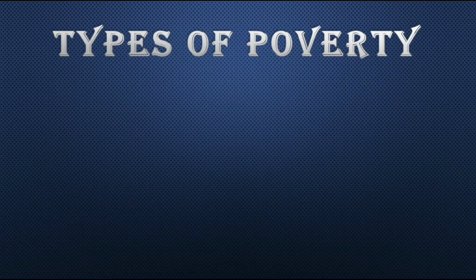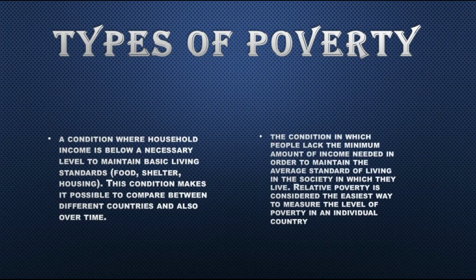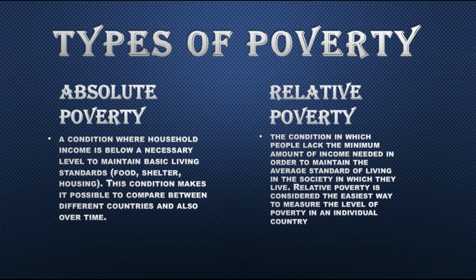To know the extent of poverty, two types of measurements are always used: 1. Absolute poverty. 2. Relative poverty. In the case of absolute poverty, it is a condition where household income is below a necessary level to maintain basic living standards like food, shelter, housing, etc. And relative poverty is the condition in which people lack the minimum amount of income needed in order to maintain the average standard of living in the society in which they live.